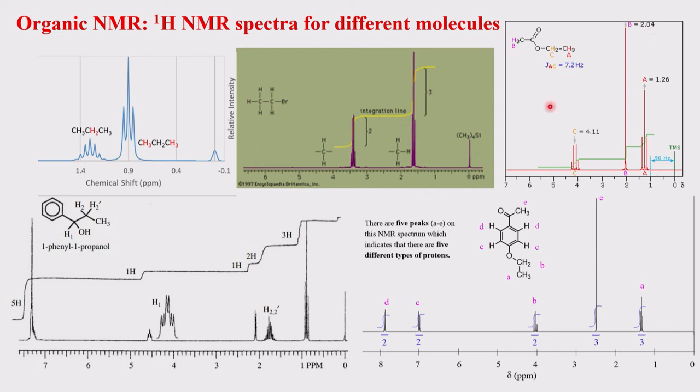Carbons will not couple because carbon spin is half, but its abundance is very small. Therefore, because of the low abundance you will not see it at all unless you enrich with carbon-13. So that is around 3. One kind of methyl is coming at 1.26, and the other kind of methyl is coming at 2. That means you can differentiate different types of methyls present in the molecule. Similarly, the CH2 attached with the Br comes at 3.3, 3.4, and this one attached with the oxygen comes at 4.1, so they are different.